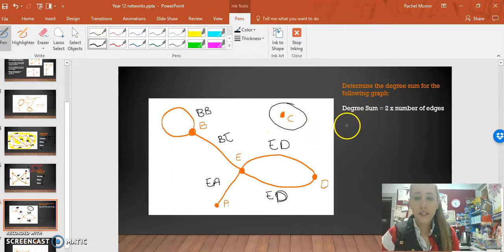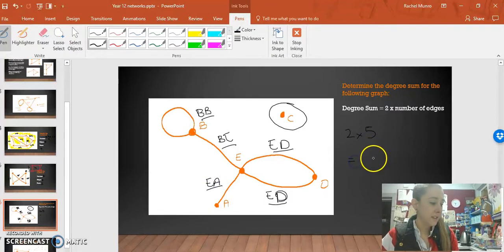So the degree sum is going to be 2 times the number of edges, which is 1, 2, 3, 4, 5. So 2 times 5, which means that our degree sum is 10. Nice and simple.